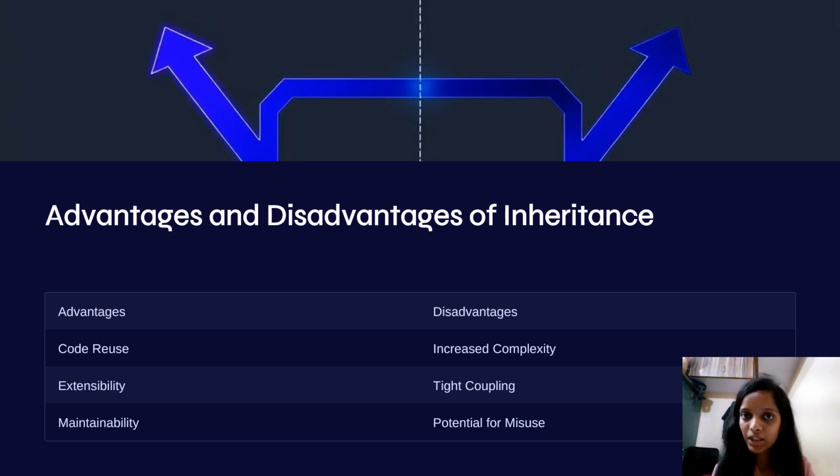So we'll see the advantages and disadvantages of inheritance in Java. Advantages are code reuse, extensibility, and maintainability, as we saw in the before slides. Disadvantages: increased complexity, tight coupling, and potential for misuse. I hope you guys understood the concept of inheritance and its types.